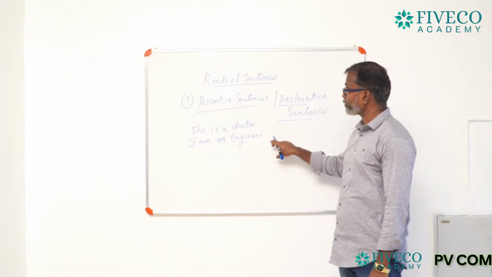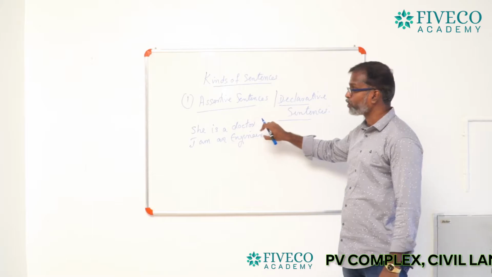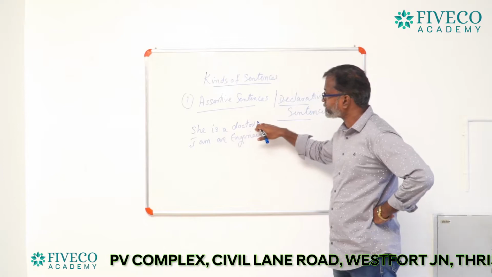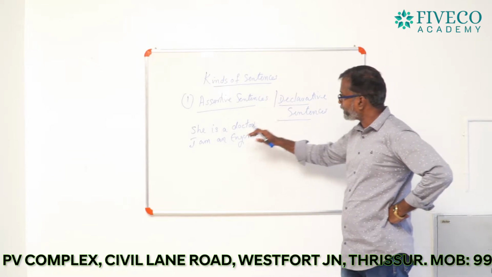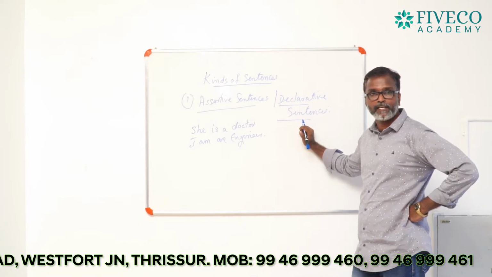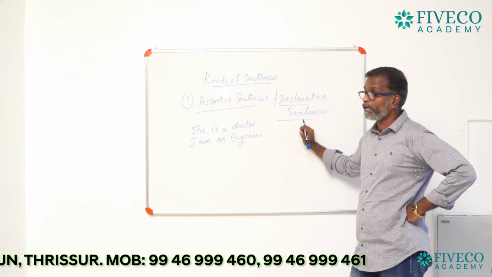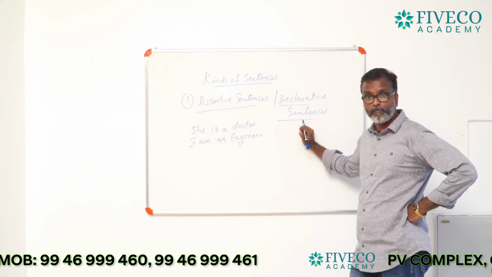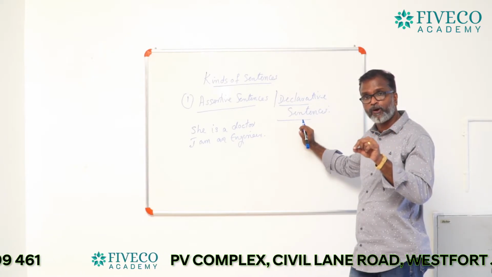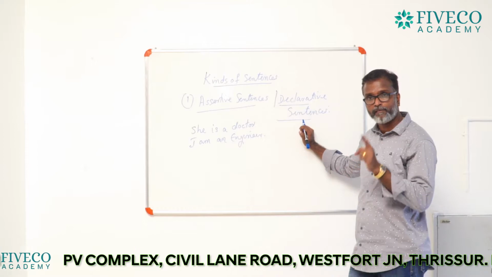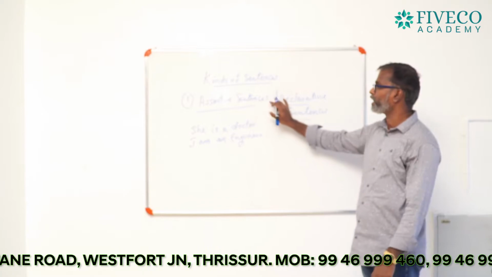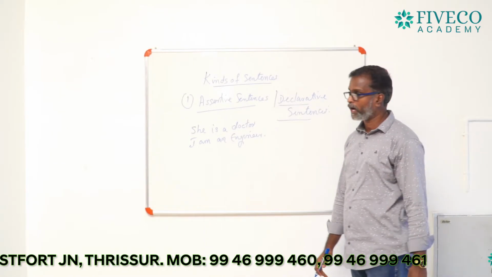You just analyze here. Analyze this sentence. She is a doctor, and here she is the subject and is a doctor, that is the predicate side. And I am an engineer, I is the subject, am an engineer, that is the predicate side. And a few minutes before I told you, he plays football. In that, he is the subject, plays football, that is the predicate side. I mean a sentence which has one subject and one predicate is called an assertive sentence. I hope you understood it.